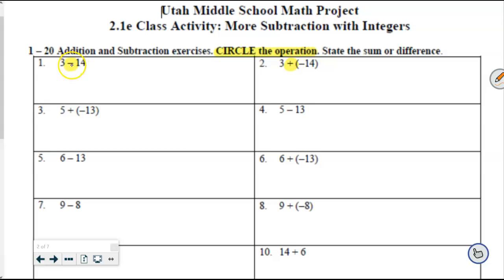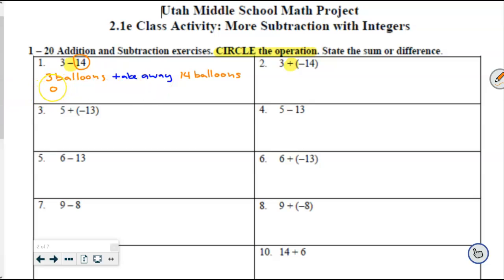This is 3 minus 14. So I think of this as 3 balloons take away, what is it that I'm taking away? 14. What comes after the subtraction sign? Do you see another negative sign? No, so it's 3 balloons, take away 14 balloons. There's not rocks there. And that's a problem, isn't it? 3 balloons, take away 14 balloons.